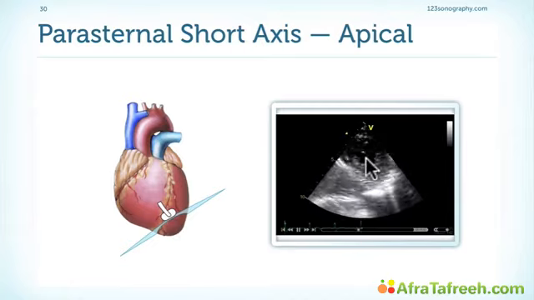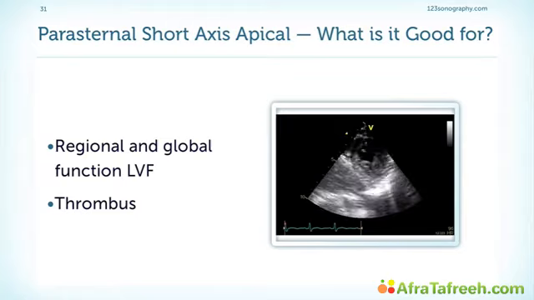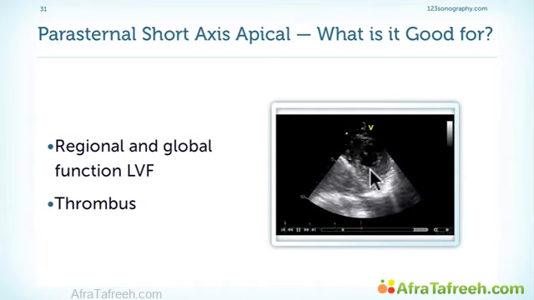You see that we only see a very small cavity of the left ventricle. That's because we're at the very tip of the heart, and we have only very small portions of the right ventricle visible here. This view can be used also to assess regional wall motion abnormalities, especially if we have very supra-apical infarcts. Ventricular function, of course, can also be looked at here, and thrombi, which are located at the very tip of the apex.